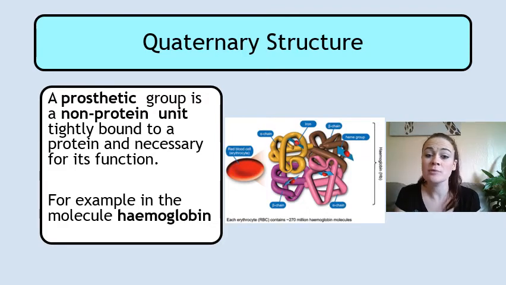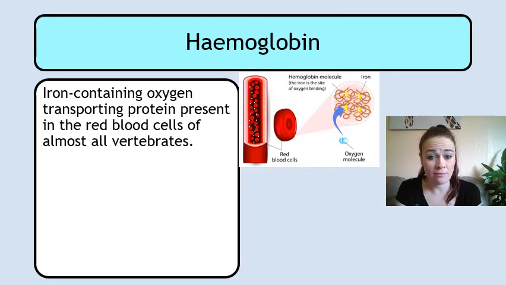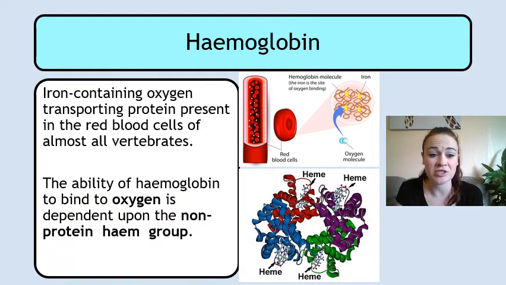So remember, haemoglobin is made up of 4 subunits, but each subunit has a heme group attached to it, and this heme group is vital for its function. You will remember, I'm sure, that haemoglobin is responsible for carrying oxygen around the body, and it's the iron inside the haemoglobin that's actually responsible for carrying the oxygen, and that iron is present in our heme groups. So without the heme groups, we can't carry the oxygen around the body. So it's dependent on our prosthetic element.